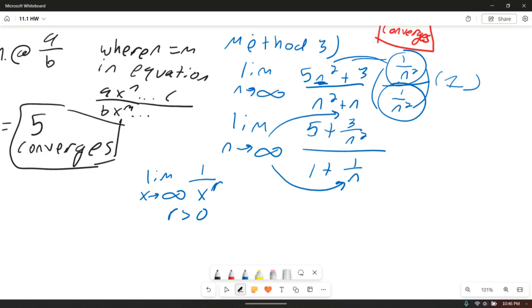But for these, the exponents are not negative. This is n to the first. We just apply the limit directly, and we get 5 plus 0 over 1 plus 0, which is just 5.